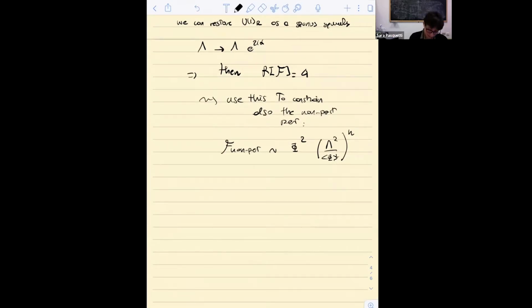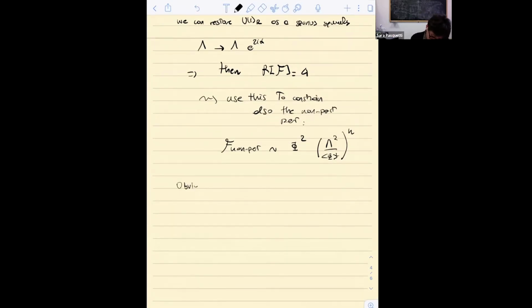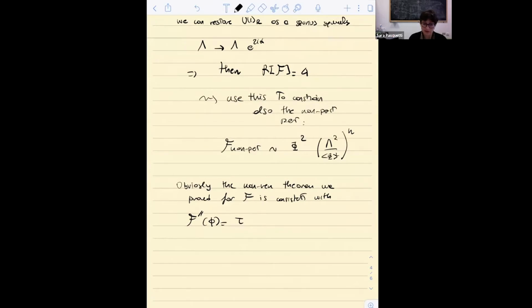So the obvious comment: obviously, the non-renormalization theorem we proved for F is consistent with the fact that the second derivative of F is just tau, for which we already proved the non-renormalization property.